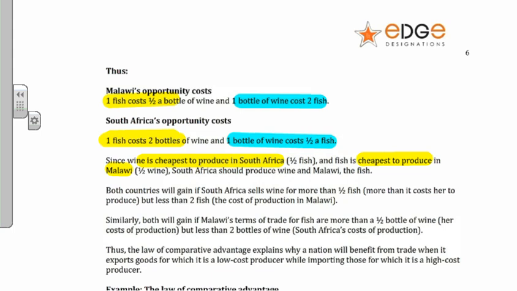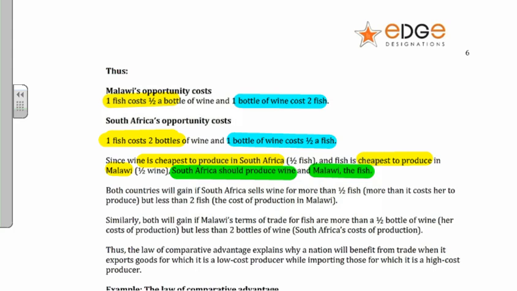Now we can conclude. I'm going to change my color over here. South Africa should produce wine. Why should South Africa produce wine? It only costs half a fish. Malawi should do the fish, because fish in Malawi only costs half a wine. Is everybody comfortable with that?